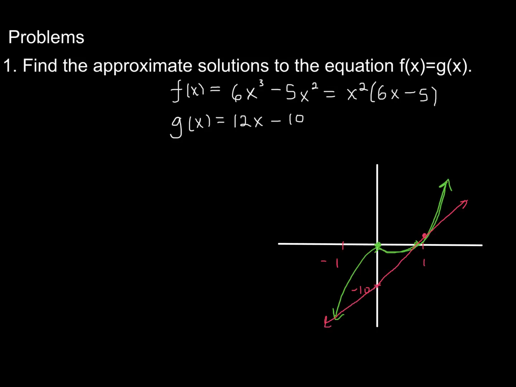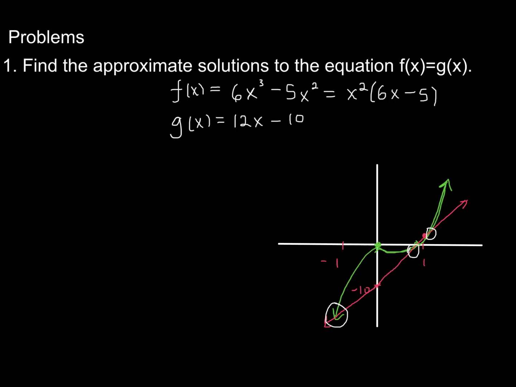Okay, so there I've seen my functions, and now I'm going to try and approximate the solutions. You can do this just by eyeballing. You can see it looks like they're intersecting here, looks like they're going to intersect right here, and they're going to intersect somewhere a little past 1 as well. So now you just want to approximate, and then you can actually test them out.